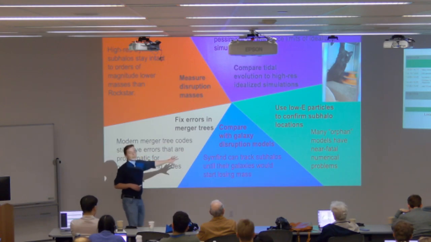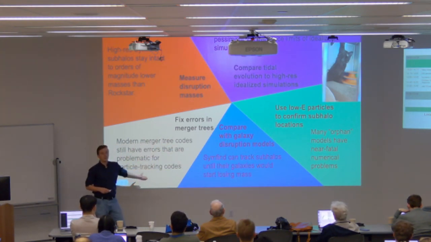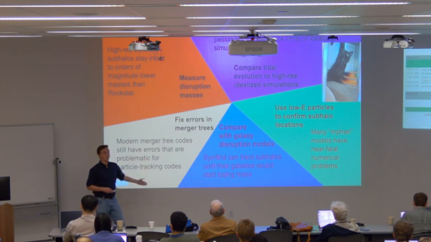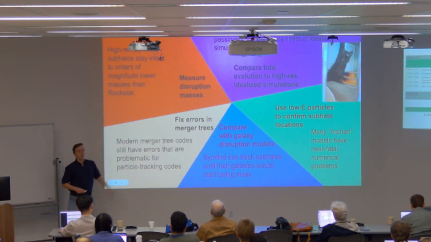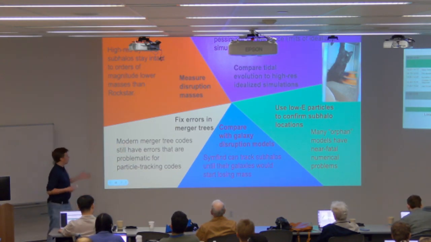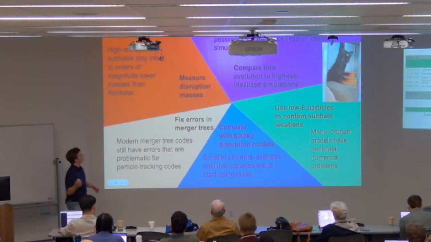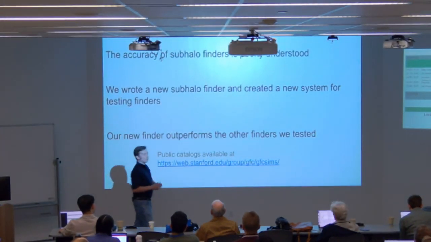We demonstrated that when you combine this with the disruption masses, our subhalo finder can track subhalos to the point when a galaxy would usually disrupt, which is not true for something like Rockstar. And we identified a number of as yet unresolved merger tree issues, which form a really big problem for codes like ours. So I'll leave us up here with the conclusions.